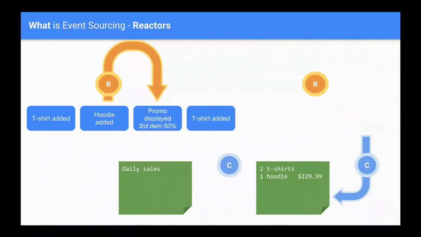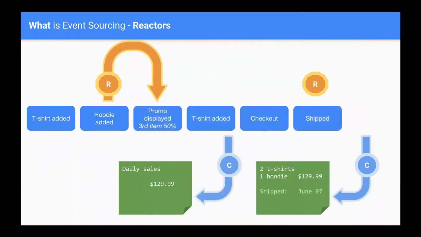And then the user adds another T-shirt, and he checks out. Yay! This other calculator is super happy. He can update the daily sales. And then the order is shipped, and we have another reactor that will react to that shipped event and will send an email to the user to confirm that the order was shipped. And then the order is delivered.